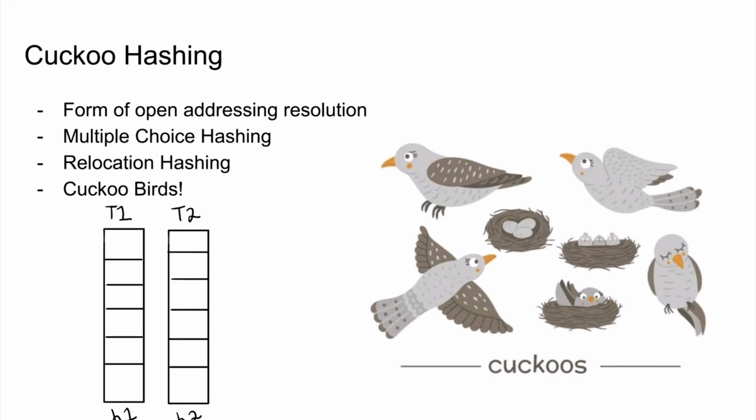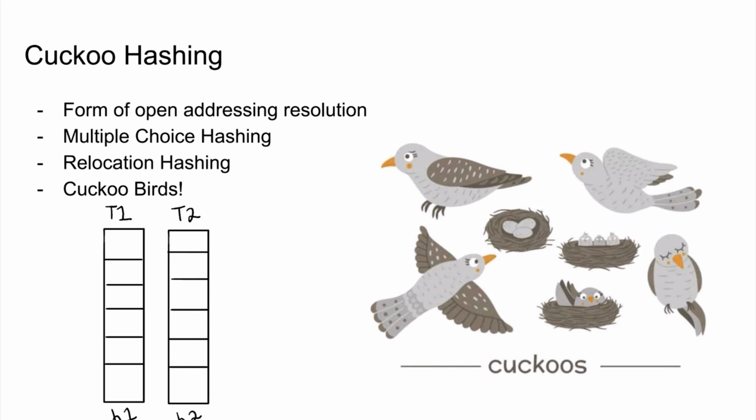Relocation hashing is the process of resolving collisions by moving an existing element into a new location. In cuckoo hashing, when a collision occurs, the new element being inserted kicks out the element that's currently occupying the spot and takes its place. The displaced element is then relocated to its alternate location. This process can repeat until an empty spot is found or a rehash is required.